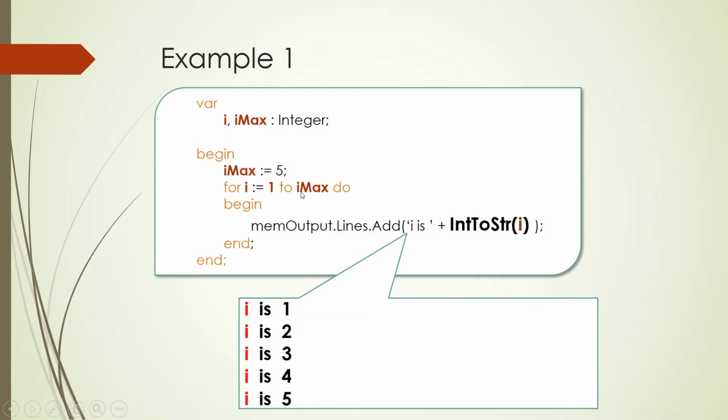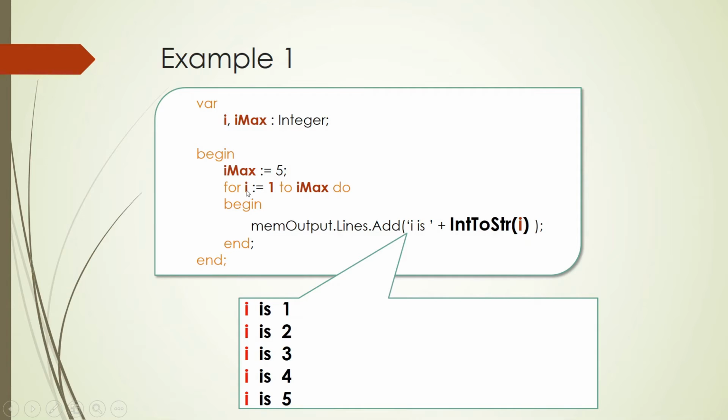So this value could be a variable. And all I'm doing is displaying onto a memo that the value of I is, and I'm displaying what the value of I is. Each time when I is 1, it's going to display 1. It's going to go back up. Remember, it increments by 1.